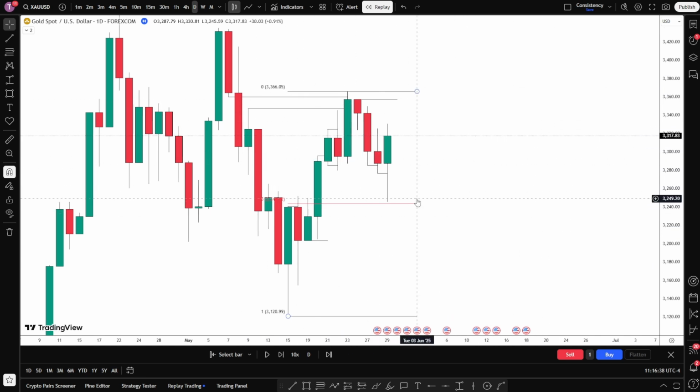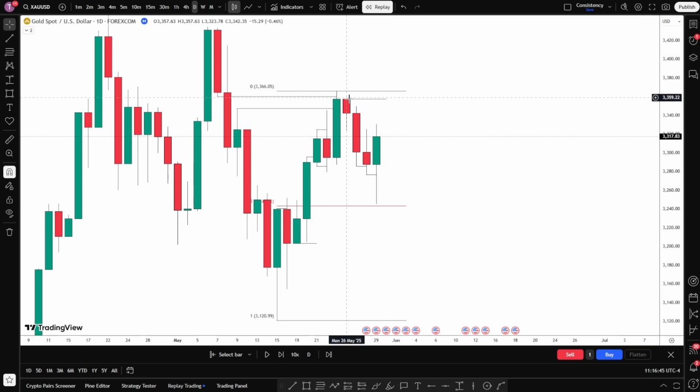Where could the next draw on liquidity be? Now this fair value gap has been fully mitigated, so this for me is no longer valid. We still have this devil's mark here, which is the candle with no top wick. So for me, we are sweeping the low, reacting out of a bullish fair value gap. I personally think the next draw on liquidity would be bullish up to this high here.